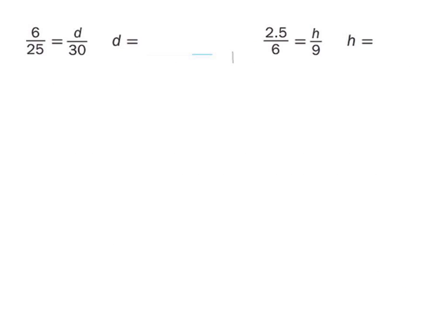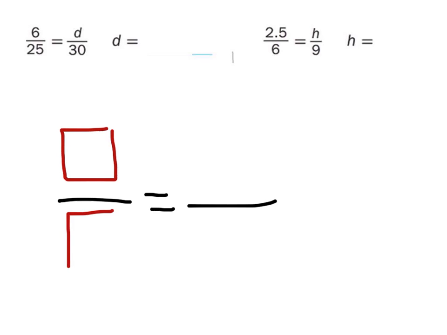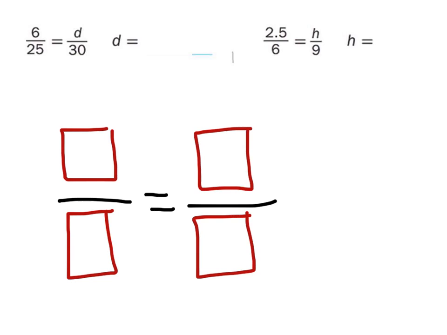Okay, proportional relationships are going to look something like this most of the time, but there are several different ways you can solve these. Here's the first thing you're going to want to do when solving a proportion: always start with 2 fraction lines and an equal sign. It's an equation, and then you fill in each part. There are 2 fractions, with numerators and denominators.